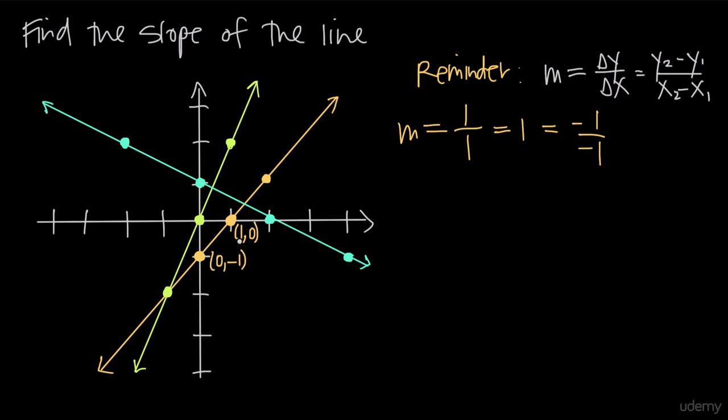What that tells me is that not only can I go in the positive direction of the y-axis 1 unit and the positive direction of the x-axis 1 unit, in other words, +1 over +1, but I could do -1 over -1.